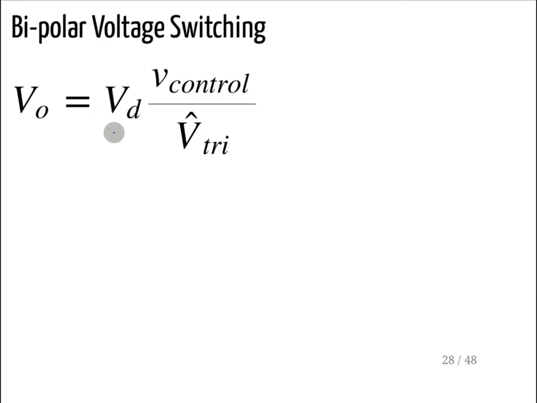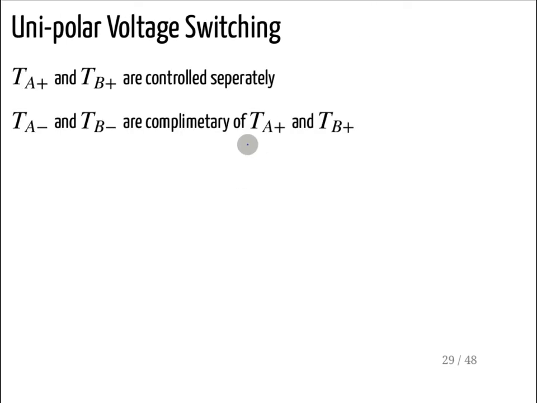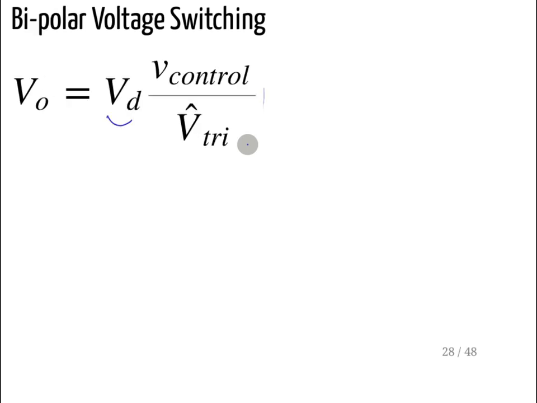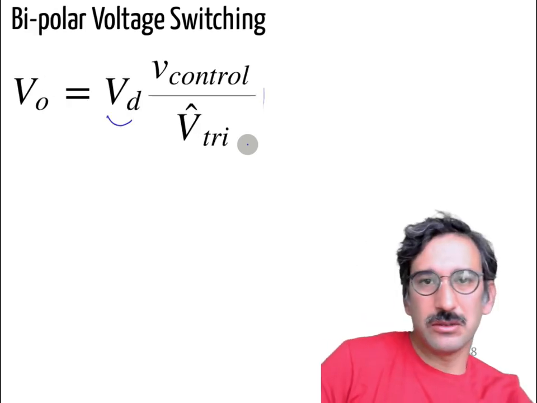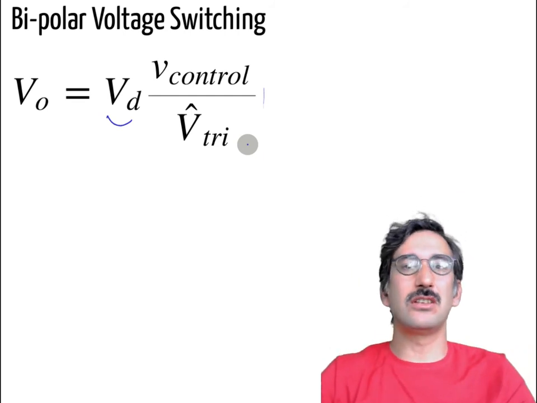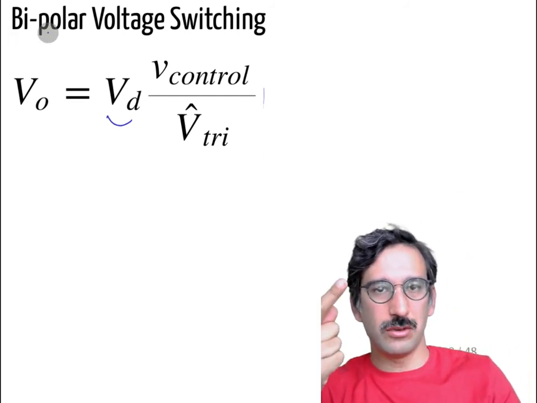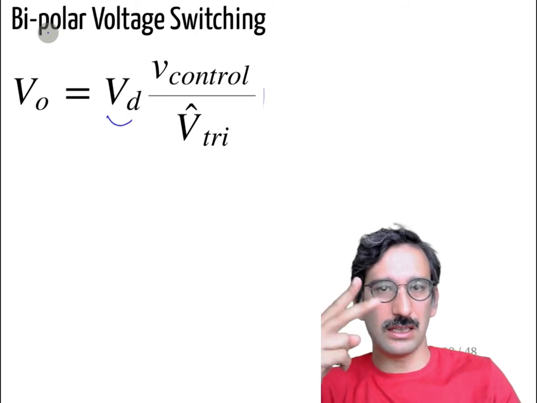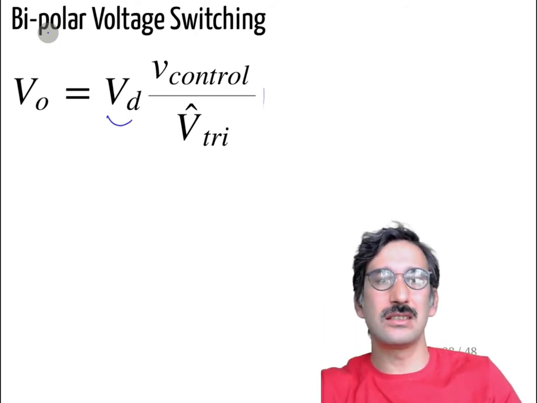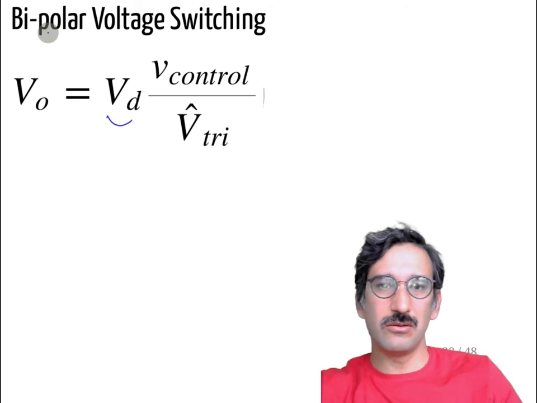So the output voltage is VD times the ratio of these two. Again, you don't have to get confused with those things at the moment. We will discuss those things at the inverter. So at the bipolar voltage switching, as the name suggests, you have two voltage levels, positive voltage or negative voltage. So you can adjust the duty cycle to generate the voltage level that you require.